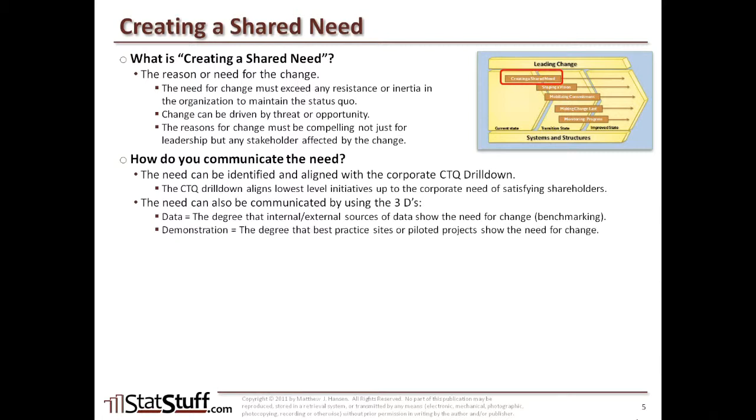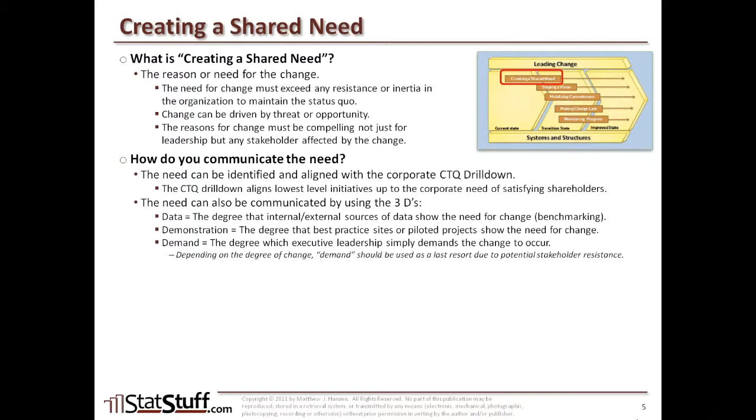That is the degree that internal or external sources of data show that there is a need for a change, such as with benchmarking. Also, demonstration, the degree that best practice sites or piloted projects show that there is a need for this kind of change. The third D would be demand. That is the degree to which executive leadership is going to simply demand that we make this change happen. Now, depending on the degree of change that you're trying to implement, that third one, demand, should be used as a last resort because you could have some resistance from potential stakeholders.